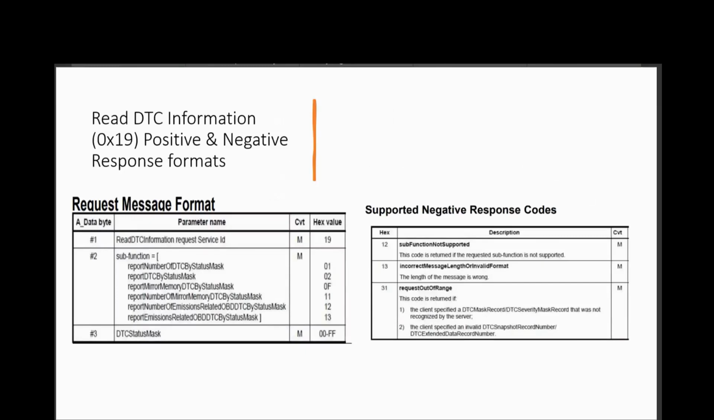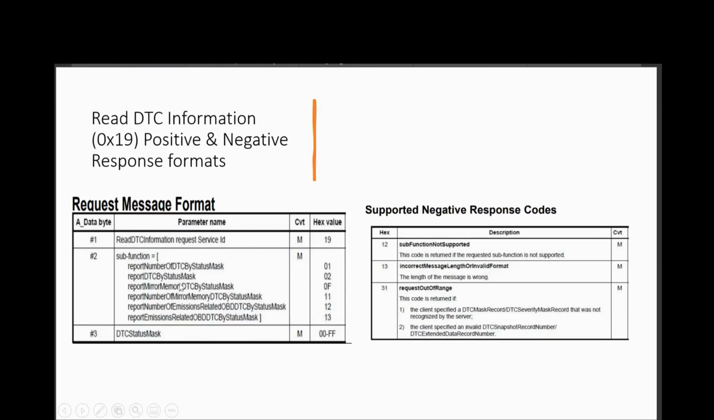So the request message format for this RDTC is like 19, comma, subfunction. There is a subfunction involved here, and each subfunction has some data. For example, if you want to report the number of DTCs by status mask, to know how many DTCs are available, then 19, 01, and the mask. The data mask is always a unique number; in our project it is 09. So 19, 01, 09. If you give this, then you will get how many DTCs are available in the system.